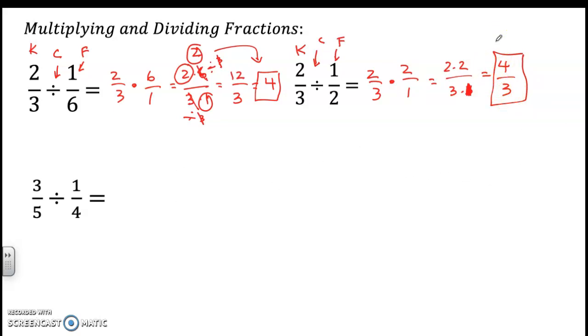What about a different process? Instead of doing keep, change, flip, let me talk about the reciprocal. Okay, reciprocal is more towards the high level math. You're going to see that in geometry, algebra 2, and so on. Keep, change, flip, you learn that in elementary school, but at one point in middle high school, people won't remember that. Instead, they're going with reciprocal. What's the reciprocal? Reciprocal is the same idea.